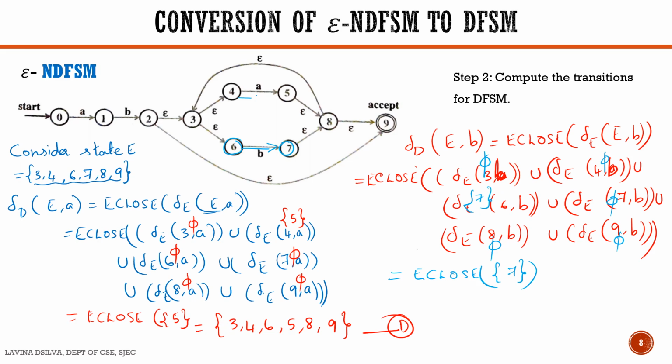So what is E close of state 7? States which are reachable from 7 on epsilon transition. So from 7 you can go to 8. From 8 you can go to 9. From 8 you also can go to 3. From 3 you can go to 4. And from 4 you can go to 6. Therefore E close of 7 is equal to 3, 4, 6, 7, 8, 9. Or this is state E itself. So there are no new states which are generated.